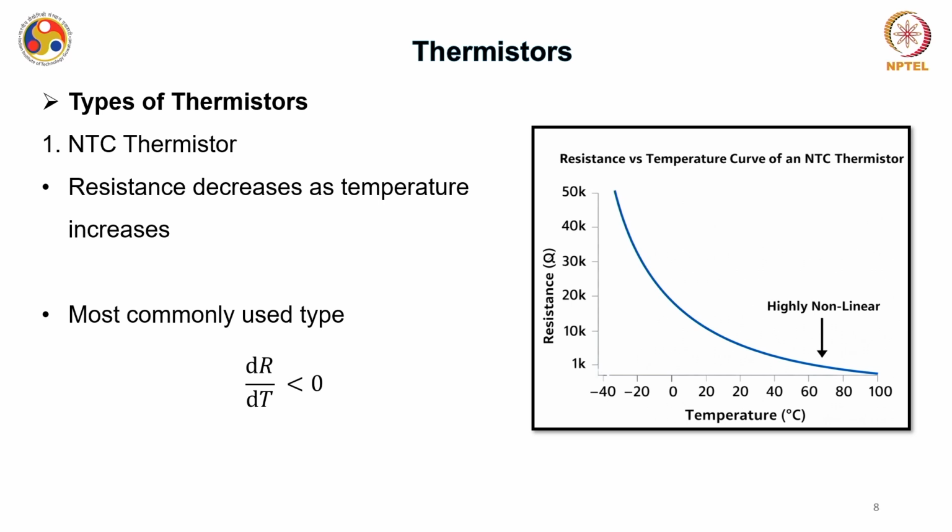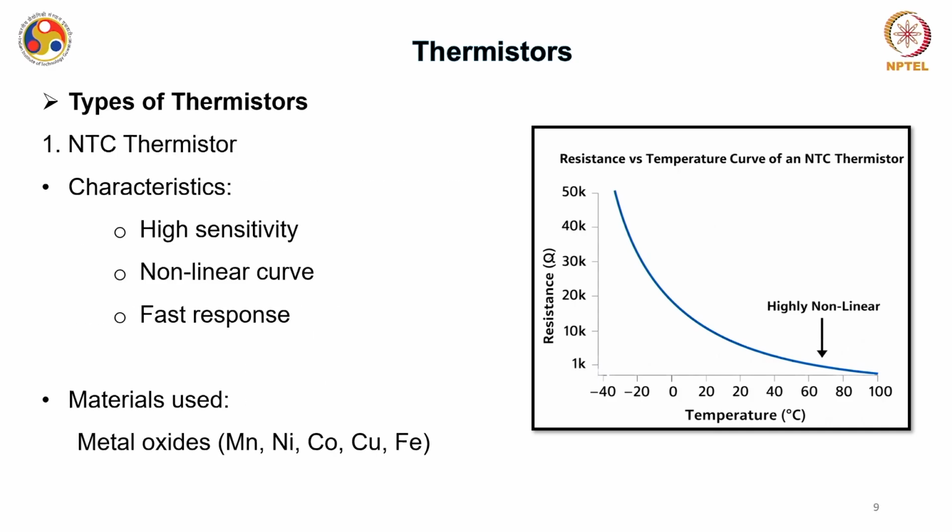which signifies, of course, the decrement in the resistance with rise in the temperature. Okay. And their characteristics are they are very sensitive. Of course, they are highly non-linear in nature, but they have very fast response, and materials used are mostly the metal oxides based on manganese, nickel, cobalt, copper and iron.